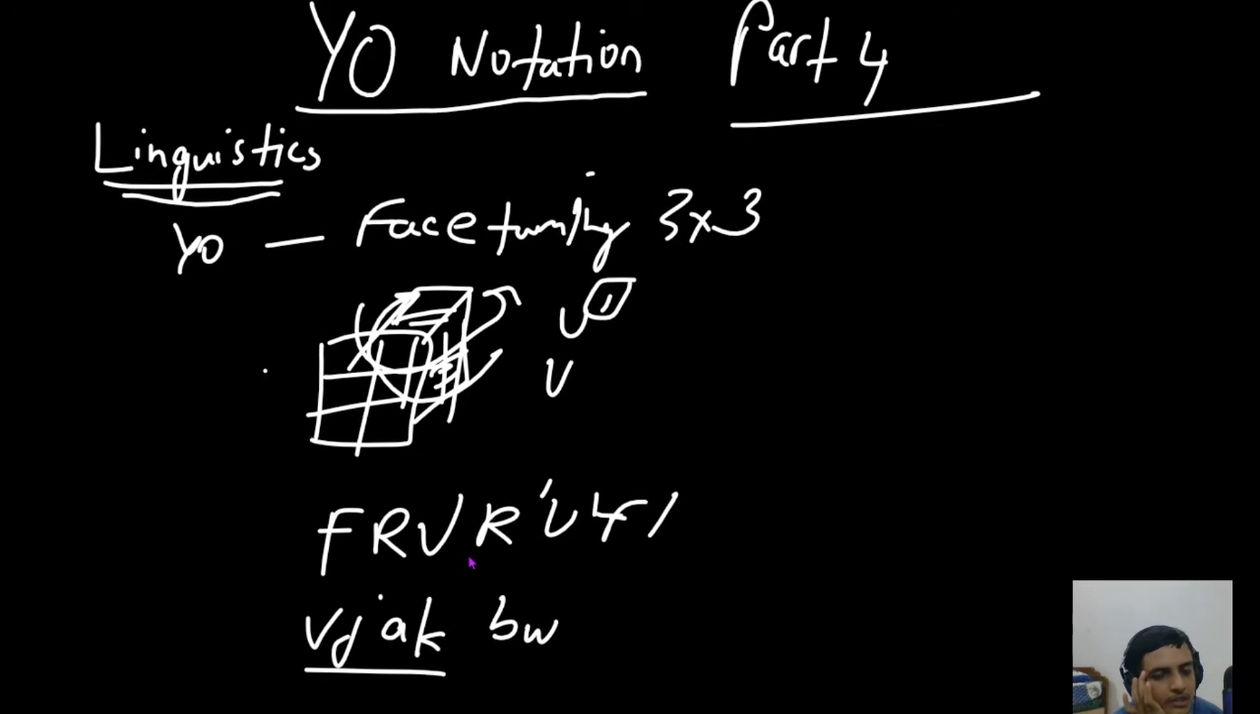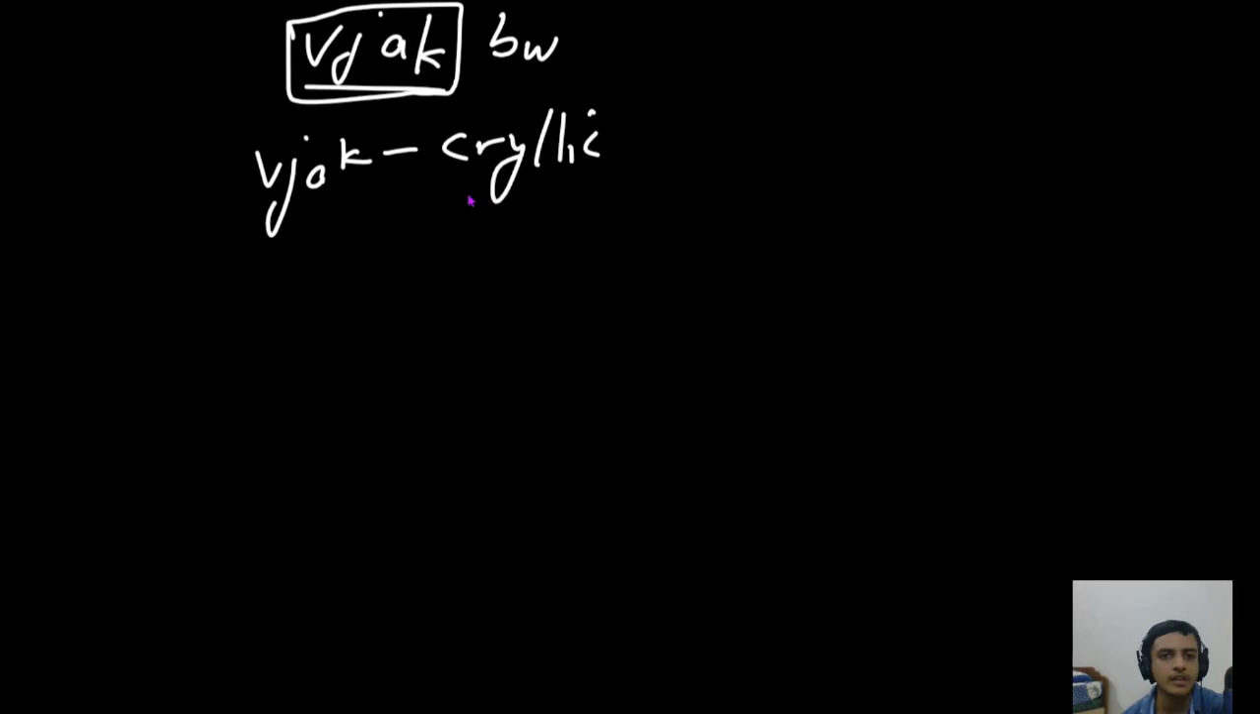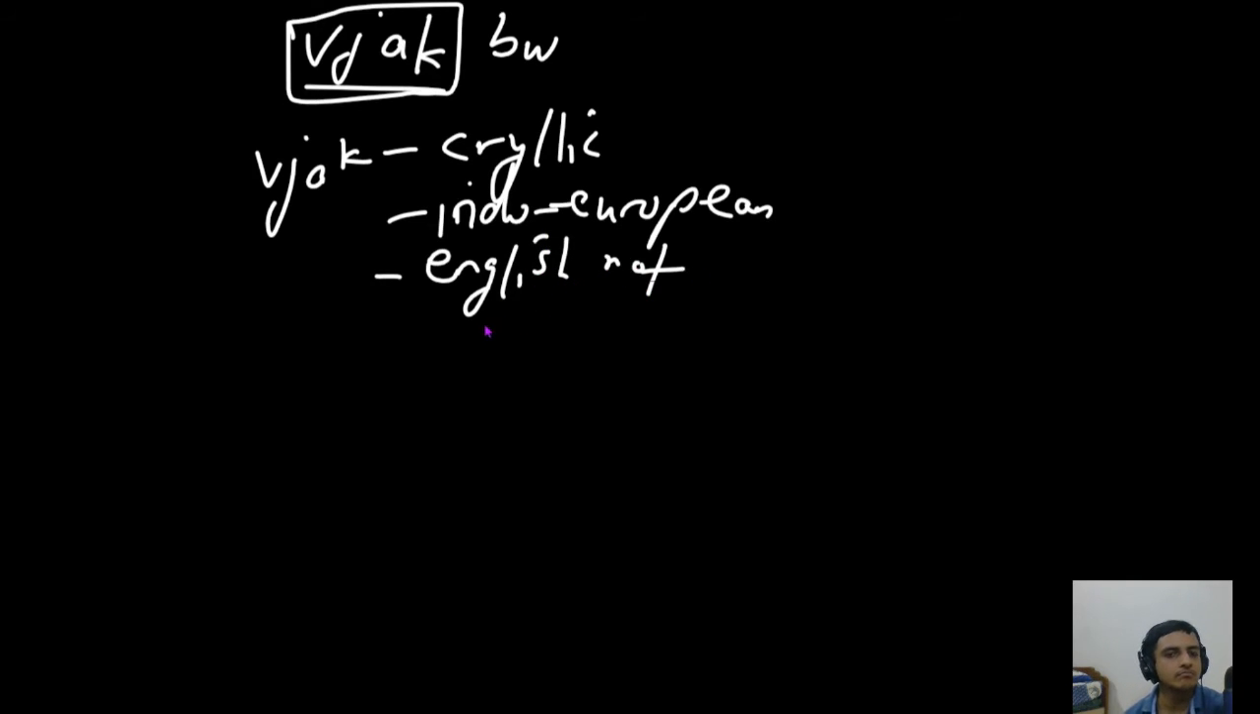So that's the main motive, and the reason why linguistics is required for your notation is because if you see this and you want to see the origin of this word, Vajak sounds more like a Cyrillic or some kind of, I don't know, it sounds a bit like the Indo-European languages. Can be anything, but it definitely doesn't sound like proper English, and it's not like some kind of East Asian language, because they don't have the phonetic V, J, K in sequence.